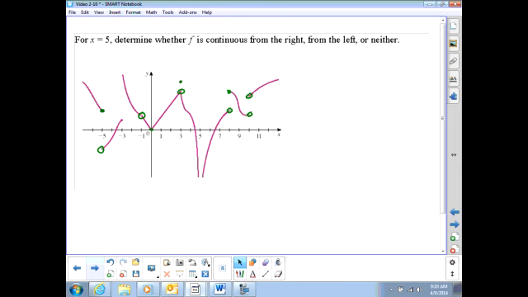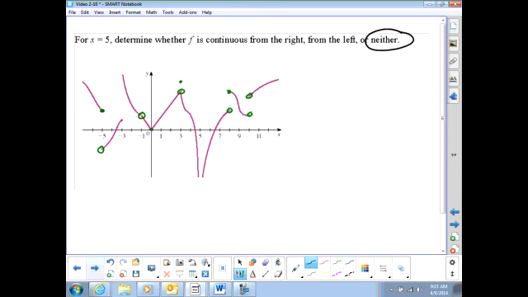So at 5, remember it's continuous from the left if your function's limit from the left takes on the value at that x value, so at 5. Because 5 is not defined, when x equals 5 our function has an asymptote, it cannot be continuous from the left or continuous from the right. So this would be a neither.